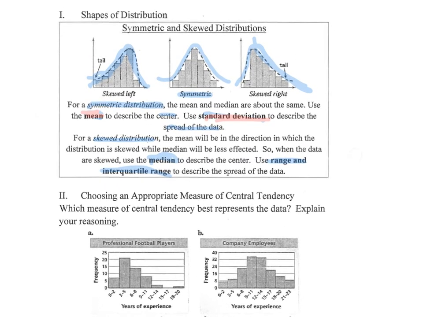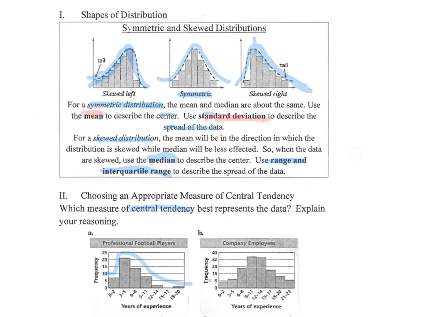Using my key: which measure of central tendency best describes or best represents the data? Explain your reasoning. So in this one here, you can see that your data kind of comes up and then goes down and is pulled to the right. So this is considered skewed data. So when you go back up to the top, it says which measure of central tendency best represents it. It would be the median because the data is skewed right.